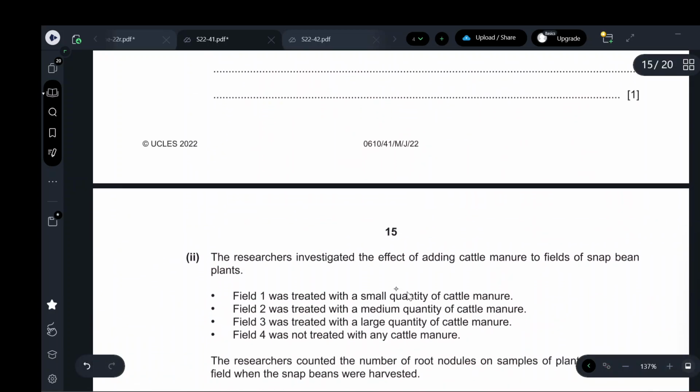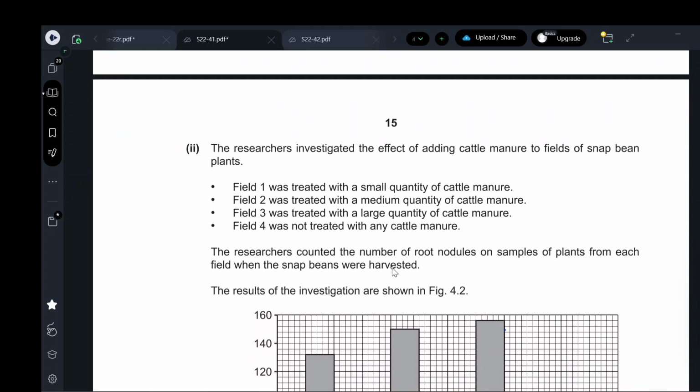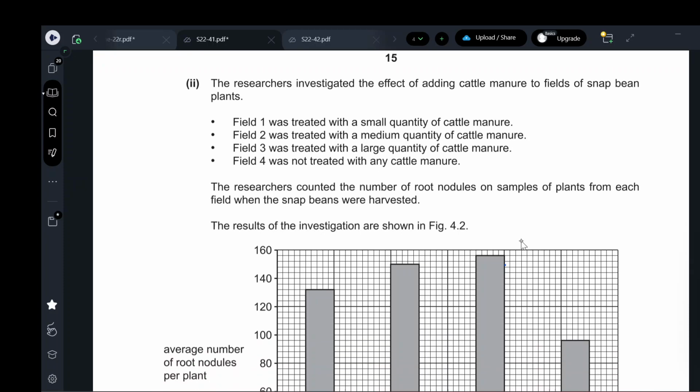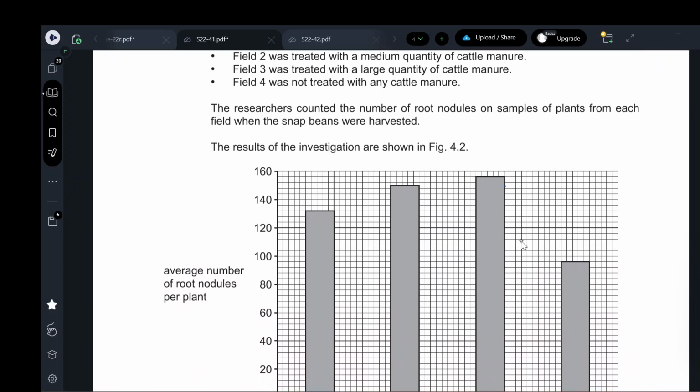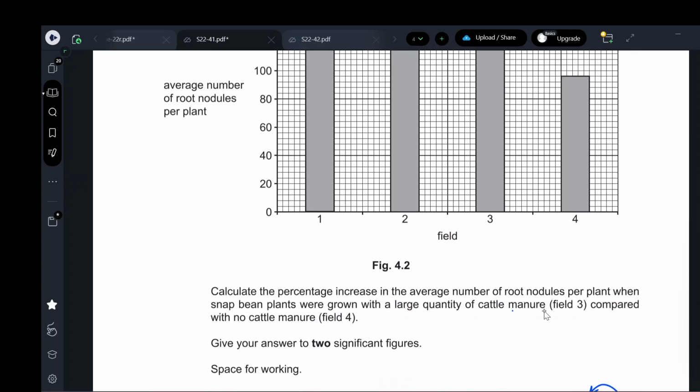The researchers investigated the effect of adding cattle manure to the fields of snap bean plants. Field 1 was treated with a small quantity of manure, field 2 a medium quantity, field 3 a large quantity, and field 4 no manure. Then they counted the number of root nodules on samples of the plants from each field when the snap beans were harvested. This is field 1, 2, 3, and 4.